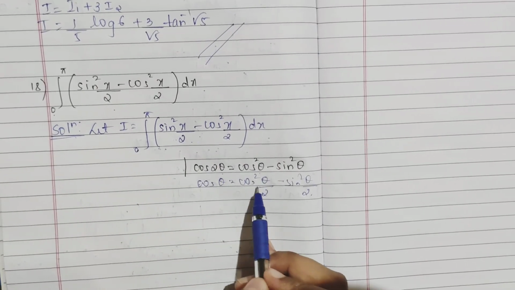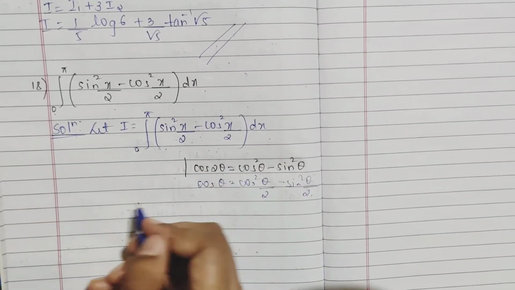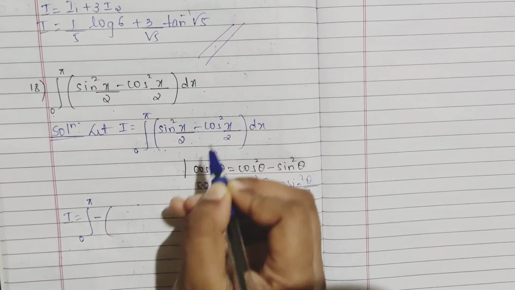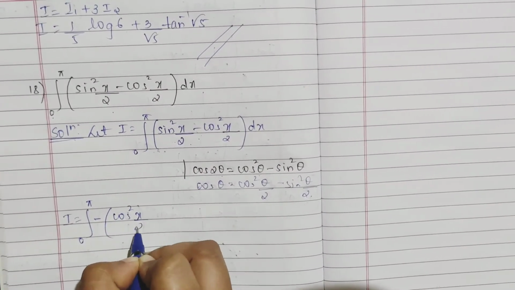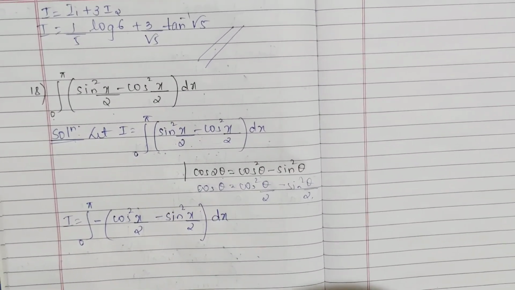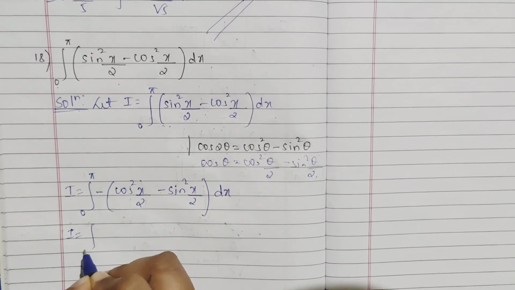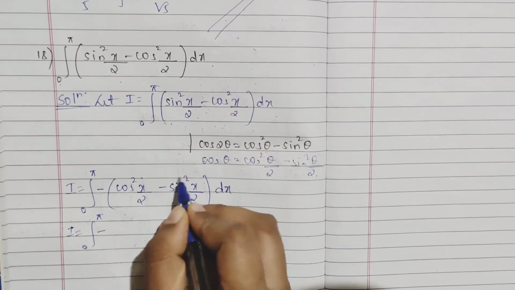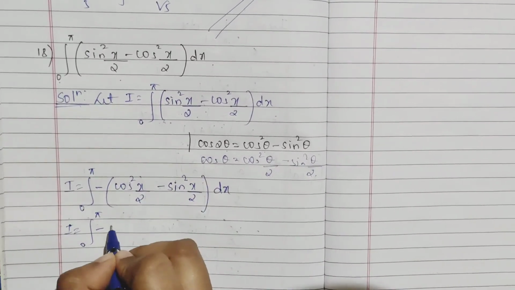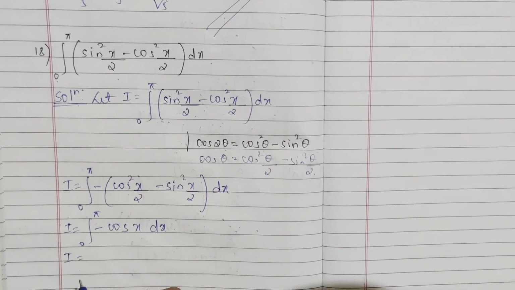So just to make it in this form, what will we do? Minus sign we will take outside and first we will keep our cos square x by 2. So we will write I equals integral 0 to pi, take minus and write here cos square x by 2 minus sin square x by 2. Now it becomes the same, that is cos theta, right? See, cos square theta by 2 minus sin square theta by 2 is cos theta. So this becomes cos x dx. Now integrating cos x.